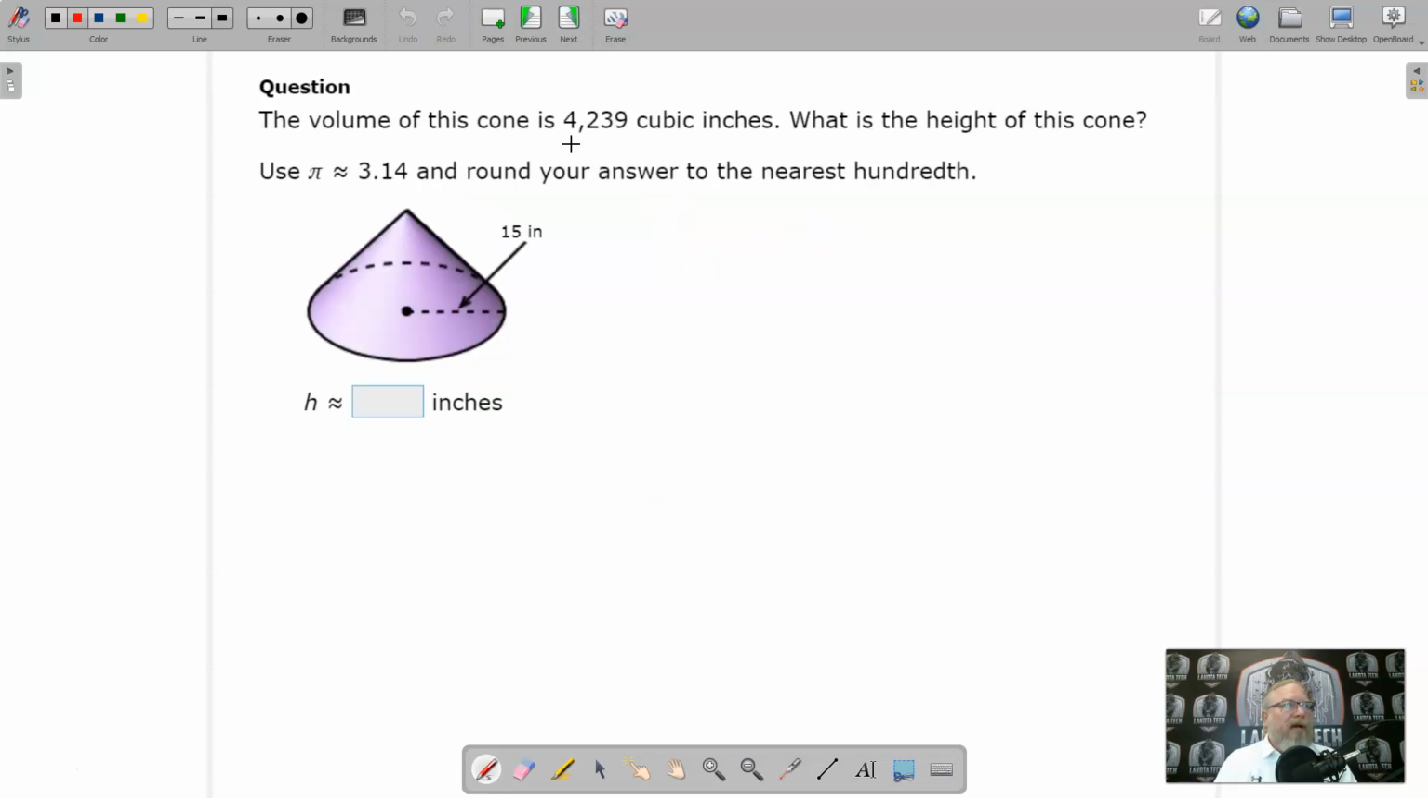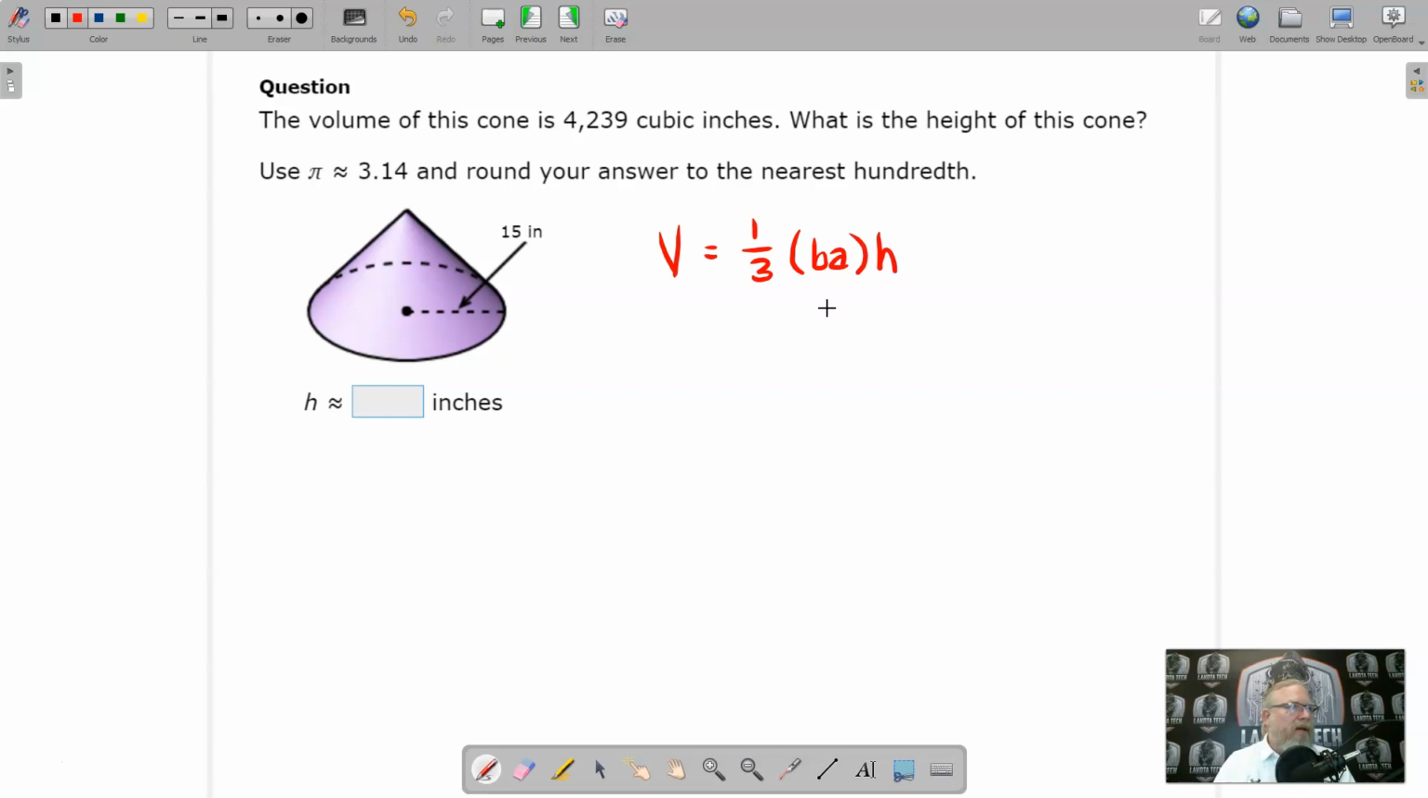The volume of this cone is 4,239 cubic inches. What is the height of the cone? Use 3.14 for pi and round your answer to the nearest hundredth. So the volume of a cone equals, it's kind of like a circular pyramid. So we have the 1/3, the base area, and then the height of the cone itself.